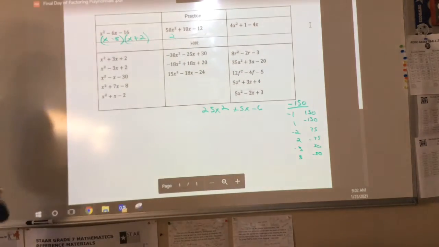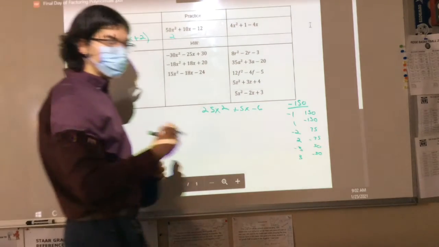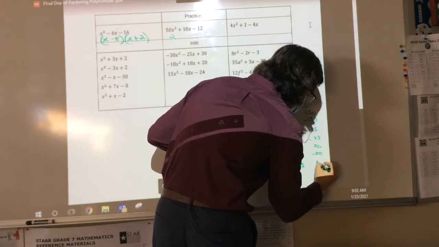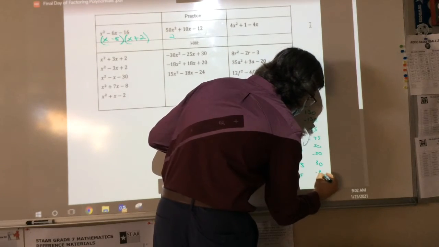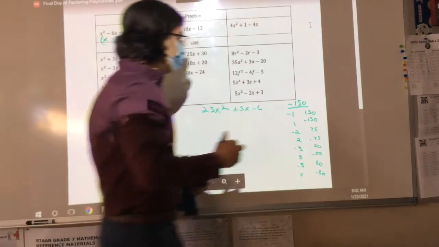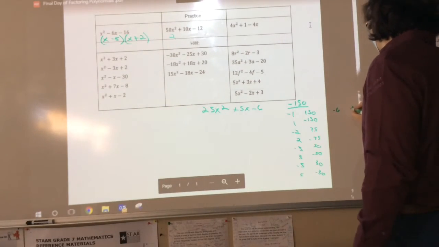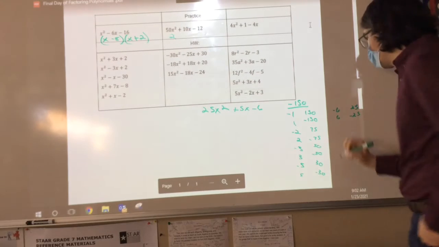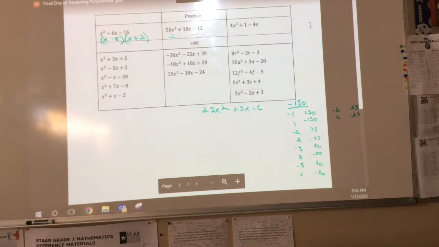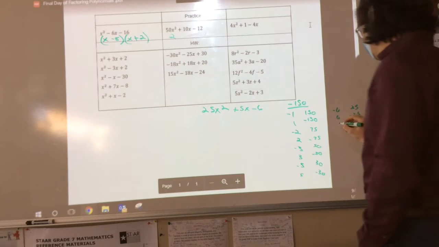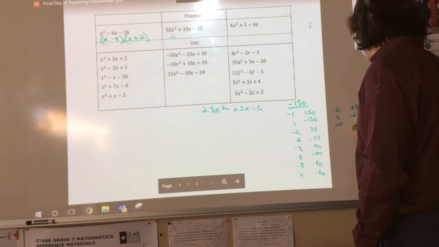What about 4? Nope. 5? Yes. What was 5? 5 and 30. Negative 5 and 30, positive 5 and negative 30. 6? 25. Let's do a negative 6 and positive 25, positive 6 and negative 25. 7? Nope. 8? Nope. 9? Nope. 10? Yep. 10's going to be 15, right? So we're going to have negative 10 and positive 15, and then positive 10 and negative 15.